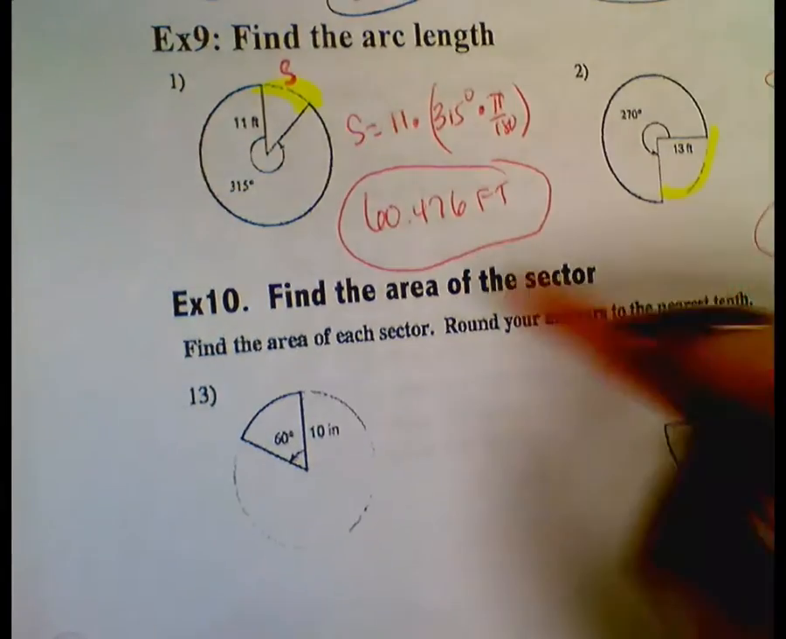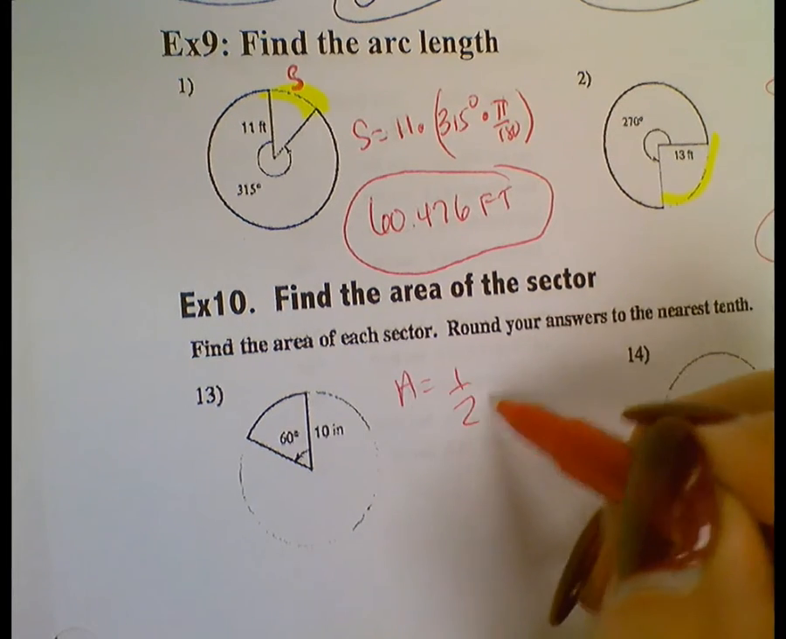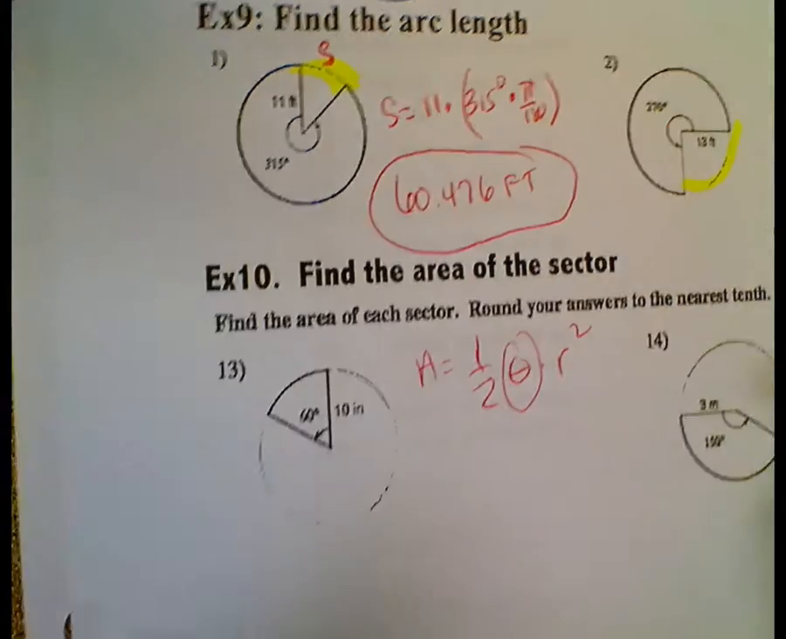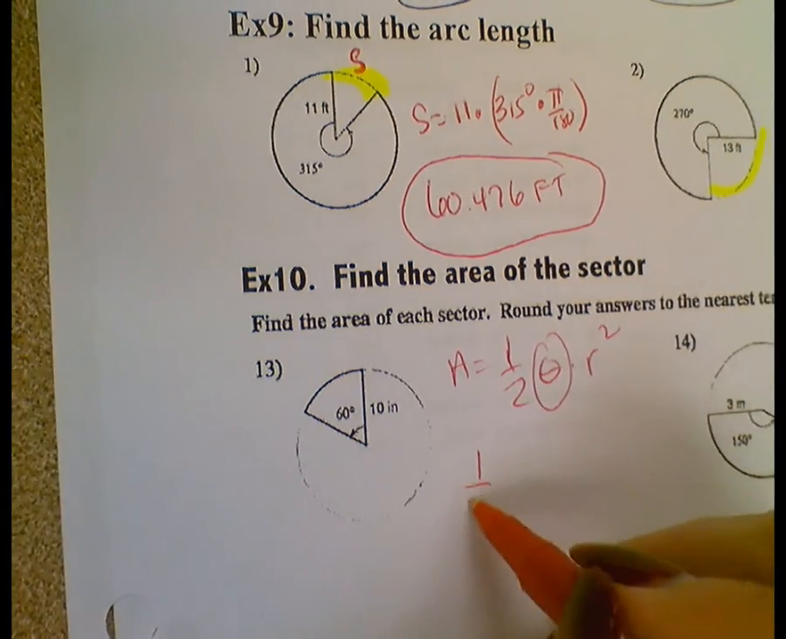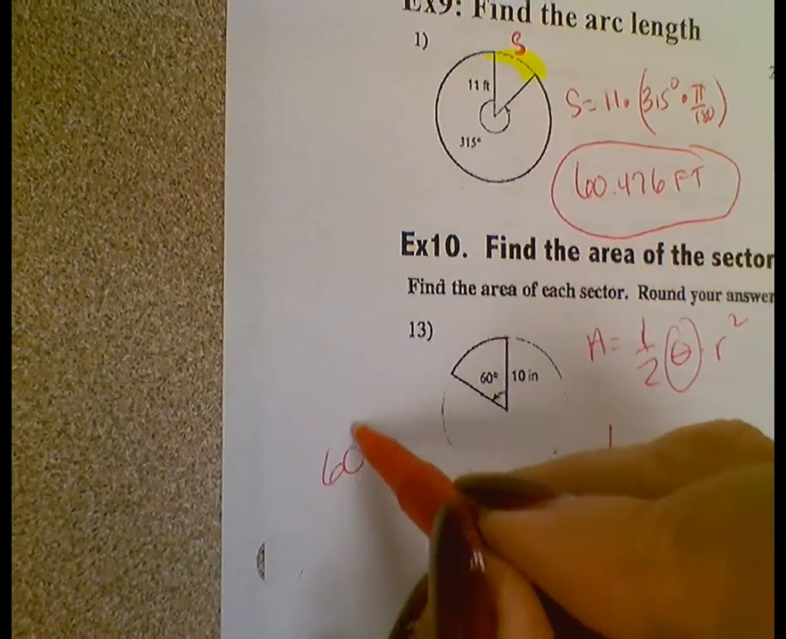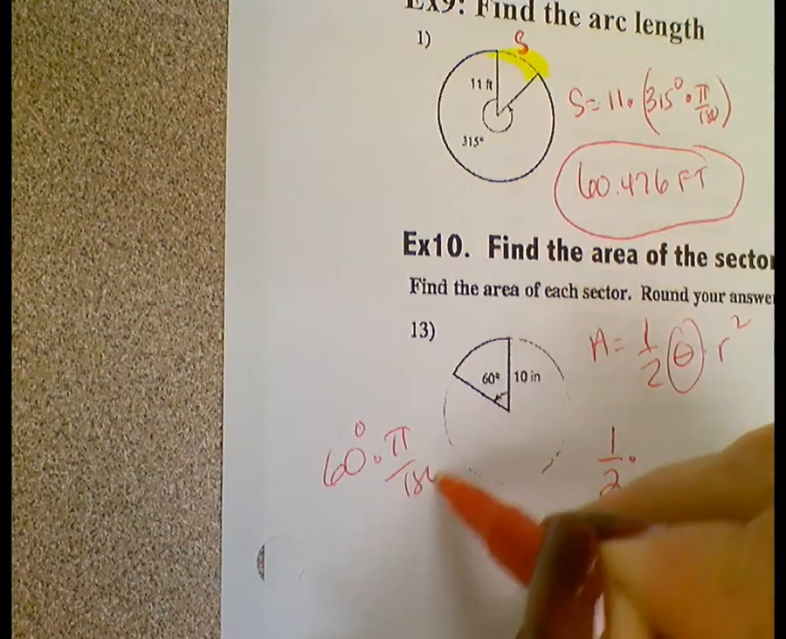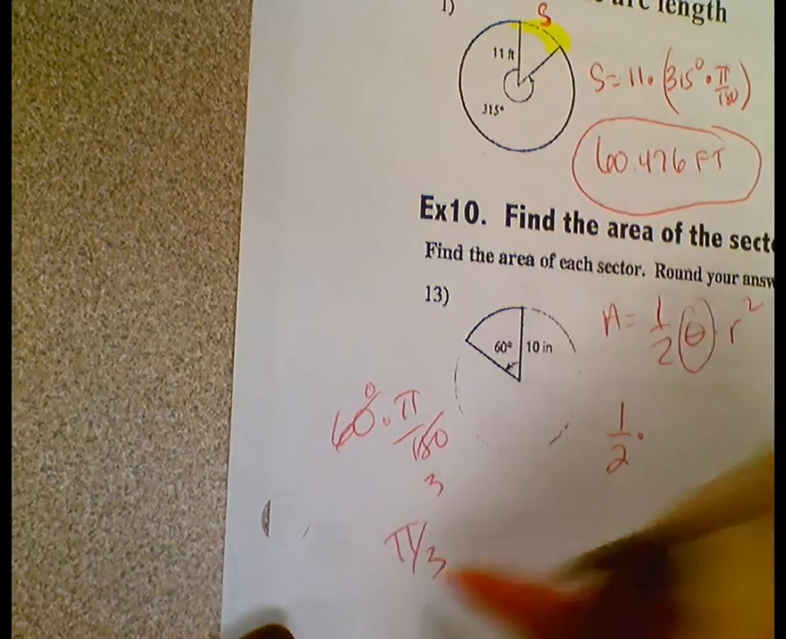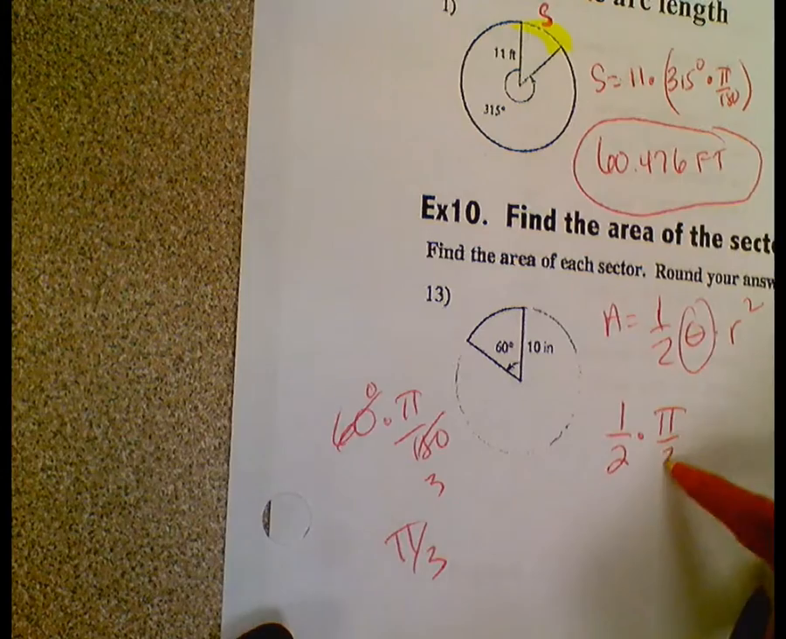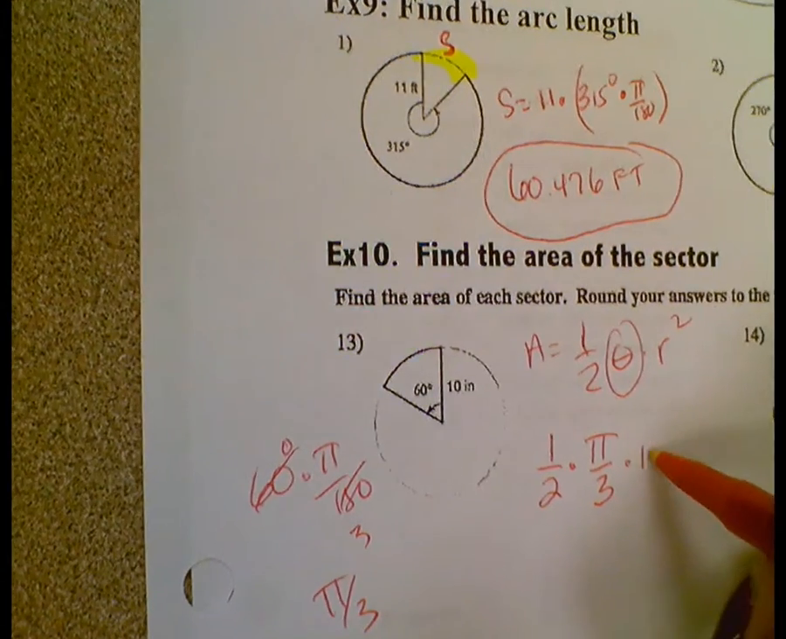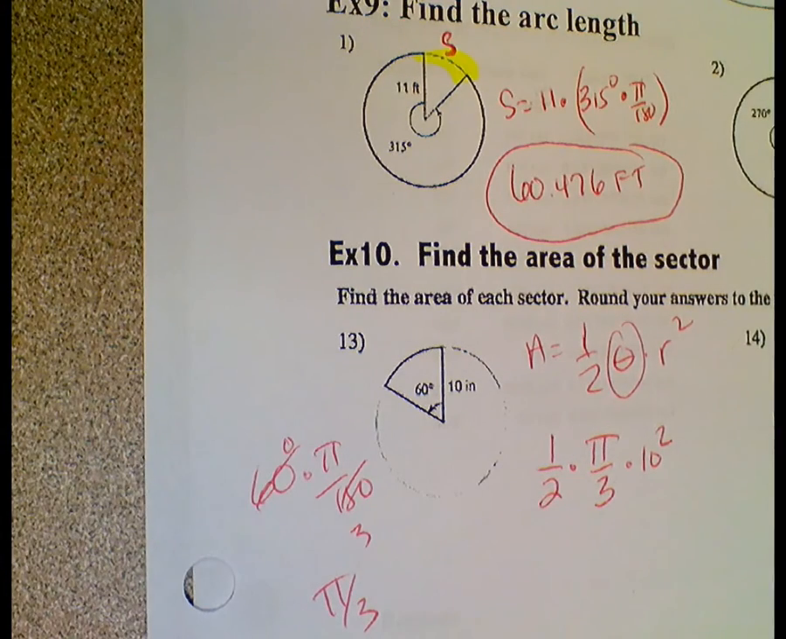Now area is 1/2 theta r squared, but again, this theta has to be in radians, so be careful. So it's 1/2 theta, which I'm going to do the conversion this time off to the side. We have 60 degrees, pi over 180. 60 goes into 180 3 times, so it's pi over 3. So put a pi over 3 in here for theta. And the radius is 10, so it's 10 squared. So figure that out.